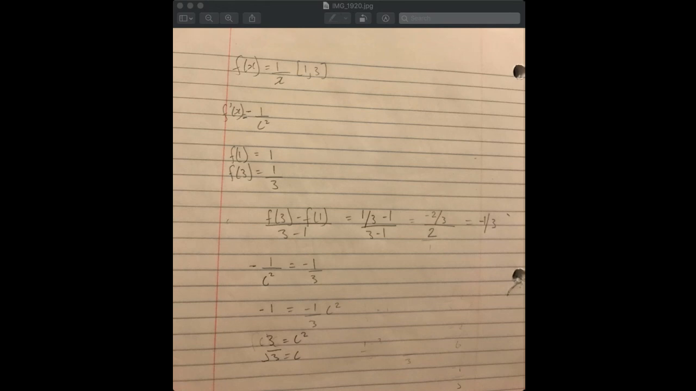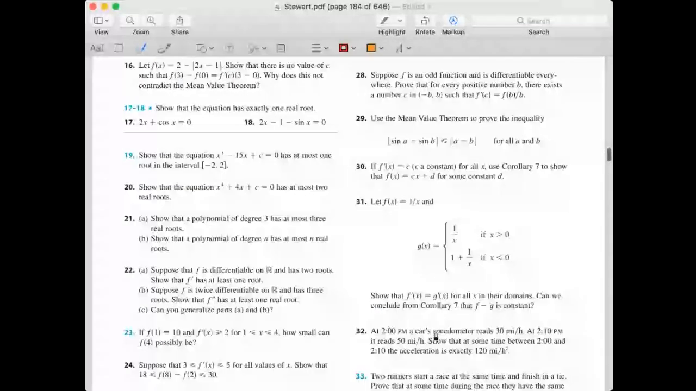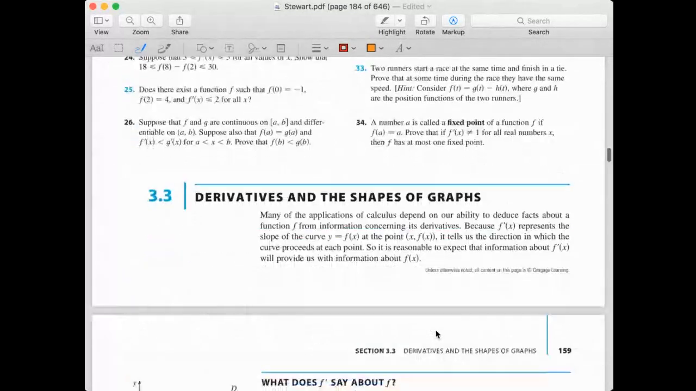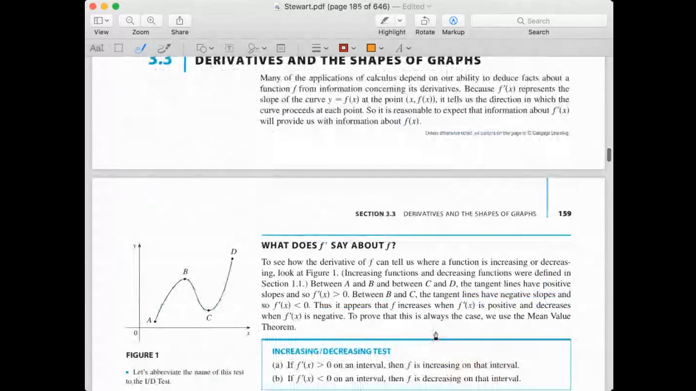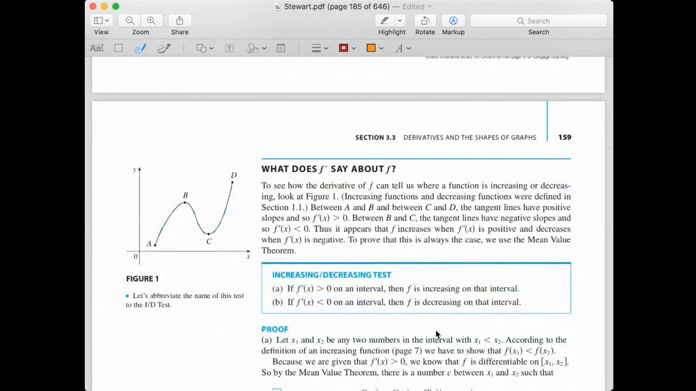So we have 11 minutes. Let's talk a little bit more. This mean value theorem is very easy to use. So for the rest of the 10 minutes, I'm going to talk a little bit about derivatives and the shapes of graphs. The derivative of a function tells us something about the original function. So let's see what it tells us.